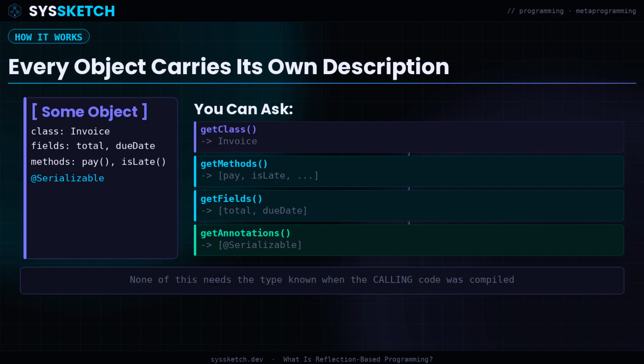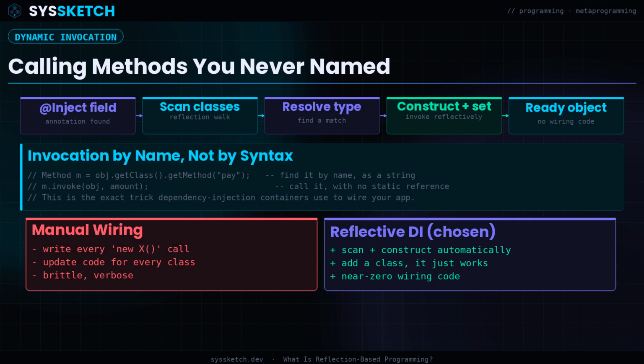Here's what that looks like in practice. Suppose you have an object of some unknown type. With reflection, you can ask it, what class are you? What public methods do you expose? What parameters does each one expect? What annotations or attributes are attached to you? All of that is available as data. You can loop over the list of methods, check their names, inspect their return types, and read custom metadata developers attached, like an annotation marking a field as required or a method as a test case. None of this requires the object's type to be known when the calling code was written. The type could be loaded from a plugin file the compiler never saw. Reflection turns static structure into something you can query like a database.